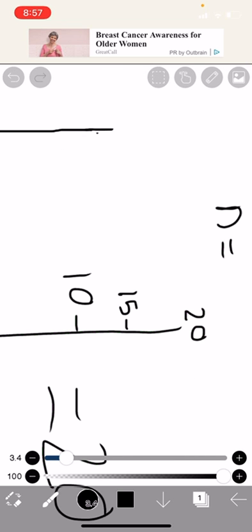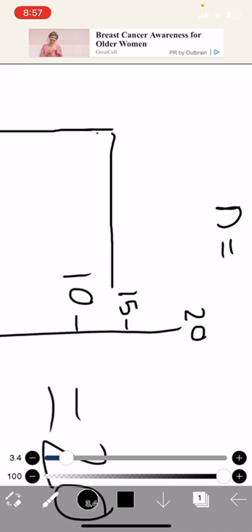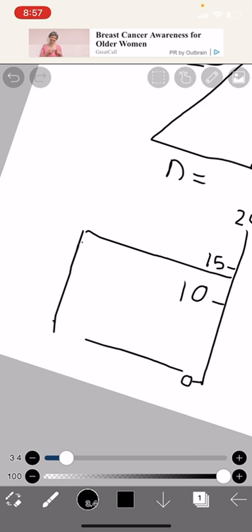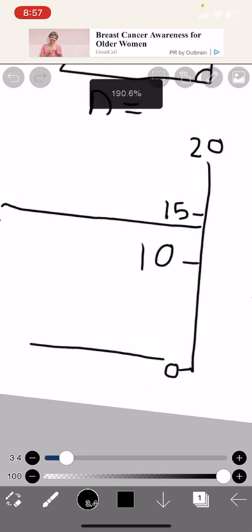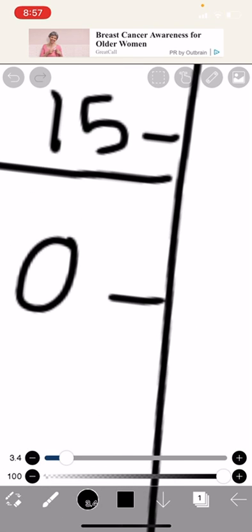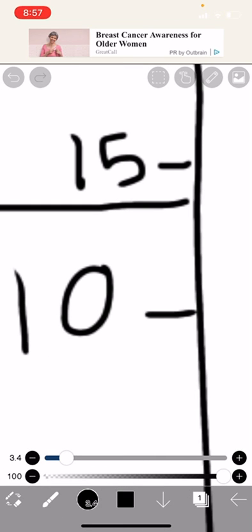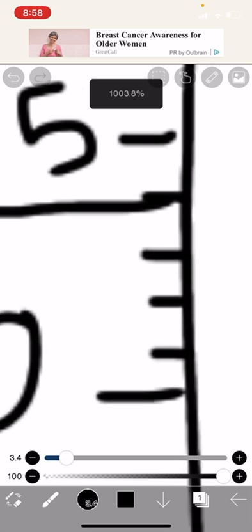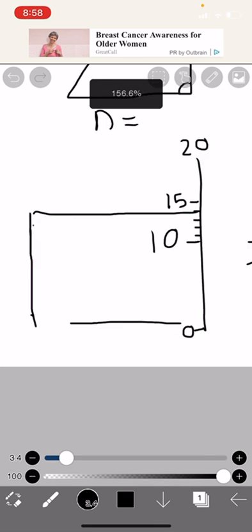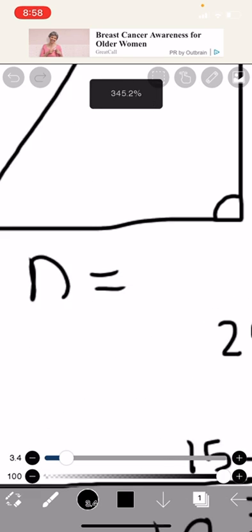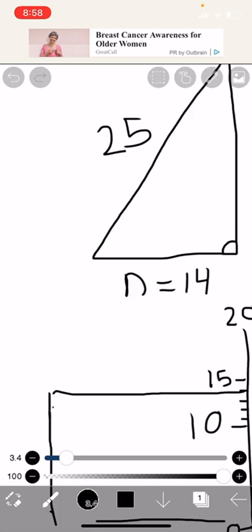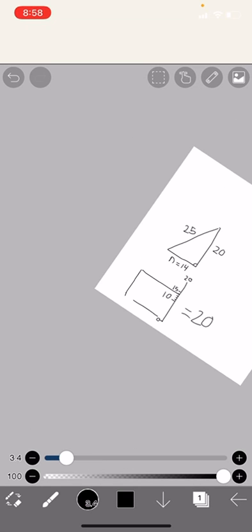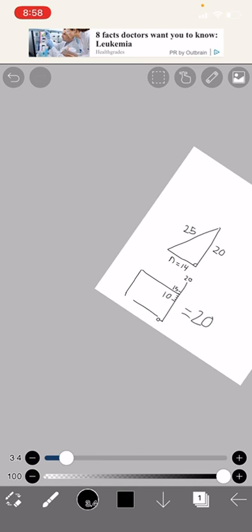And this, if we can draw this to scale, would be about right here. So if we count from in between 10 to 15, let's say this is 11, 12, 13, 14, and then 15. So this is equal to 14. So n equals 14. So those are just some basics of geometry.